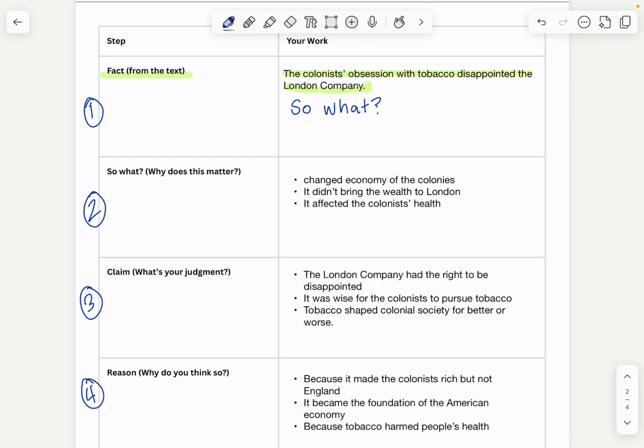So for my so what, or why does my fact matter, I put that it matters because it changed the economy of the colonies. It didn't bring wealth to London, and we read that it affected the colonists' health. That's why the fact matters. That's the so what.